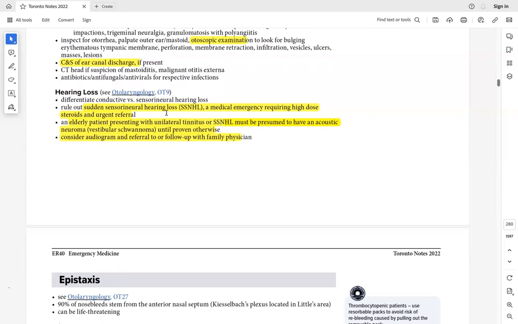Okay, sudden blindness, what do we have to do? Just start the patient on high dose steroids. Okay, and urgent referral to the required specialty.